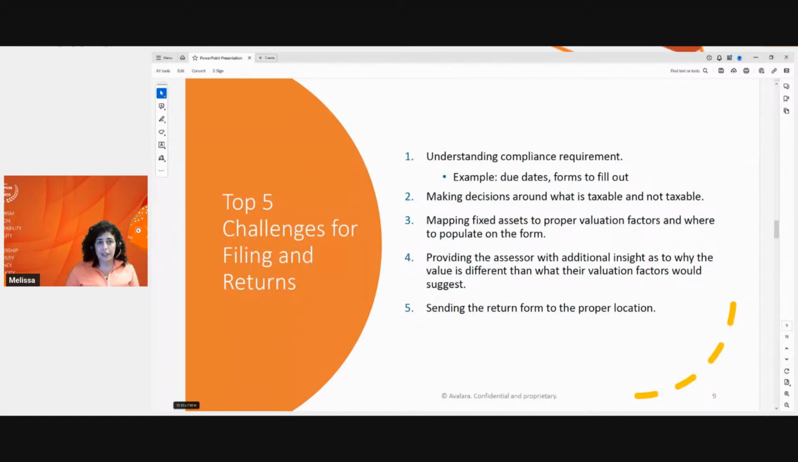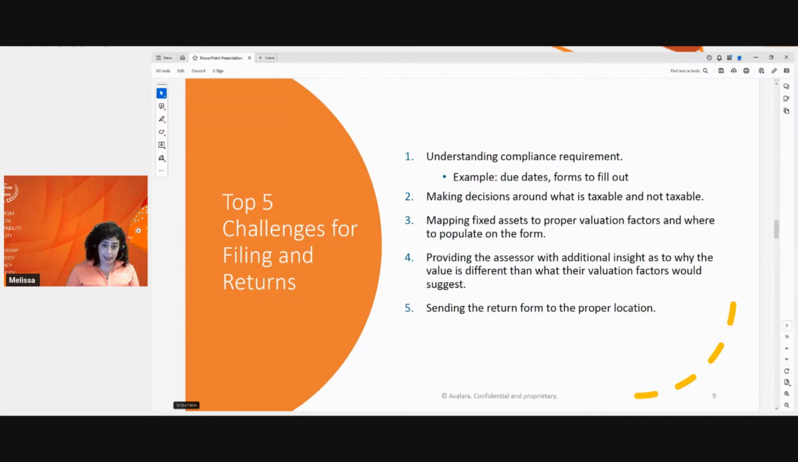So those kinds of things might be something that you need to be aware of in terms of changing laws in things like pollution control or economic revitalization areas or things like that. So making sure that you're on top of those things so you can give that information to the assessor if you're trying to shift how property is being valued or asking for an exemption or an abatement.